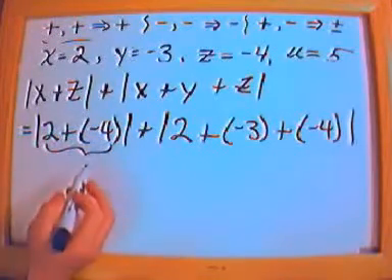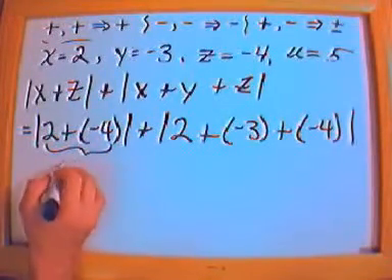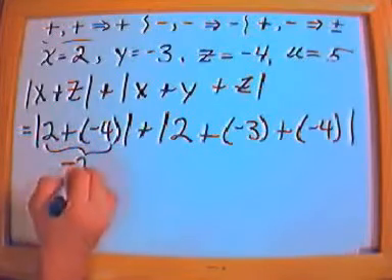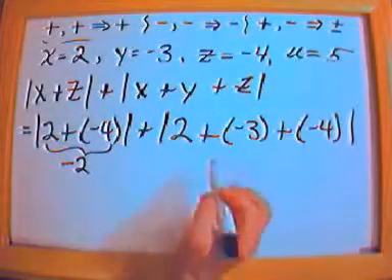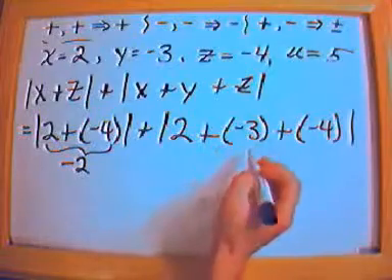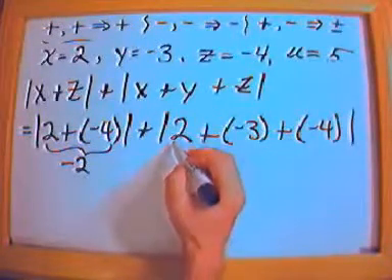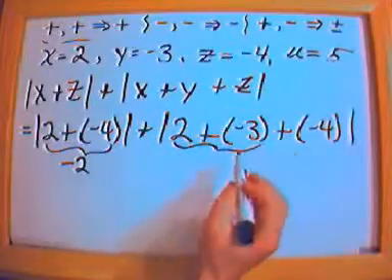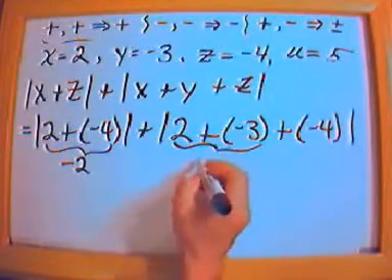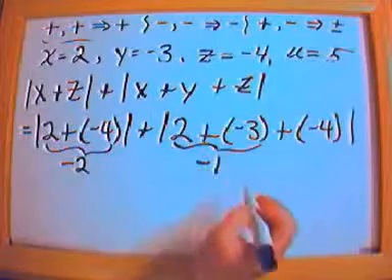2 plus minus 4. The bigger number is minus, so it's going to be minus. 4 minus 2 is 2, so that's a minus 2 in there. Inside here is the same thing. 2 plus a minus 3. The bigger number is negative, so it's going to be negative. 3 minus 2 is 1.